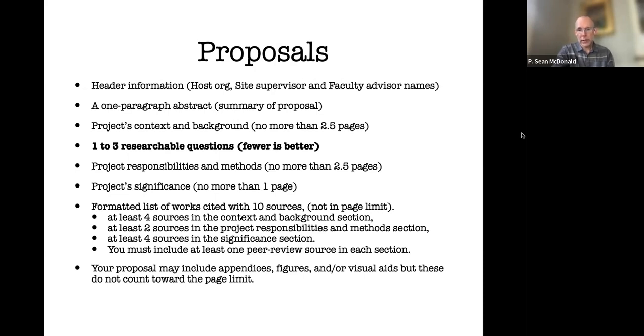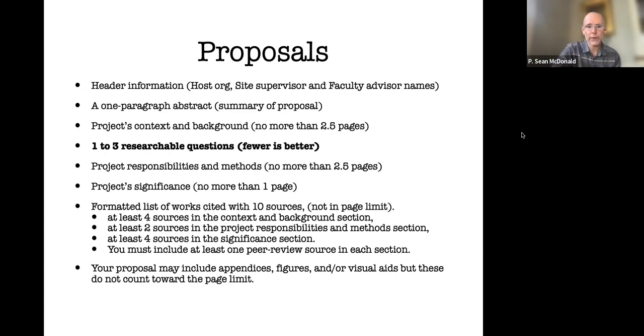I also want to make sure that it's very clear that you need to incorporate references within your proposal. This should be a formatted list. We use the CSE style, and it needs to include at least 4 sources in your context and background section, 2 sources that you incorporate into your project responsibilities and methods, another 4 sources that you include in your significance section. And really significantly, you need to have at least 1 peer-reviewed source in each one of those sections. So a minimum of 3 peer-reviewed sources are necessary for this proposal, although I think to do a good job, you will likely want many more.